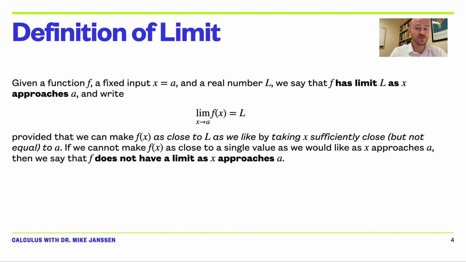Now that's a mouthful, but essentially I really want to pay attention to the italicized words there. We just want to think of the limit L as the number that f of x is getting as close to as we want, provided that we make the input x sufficiently close to x equals a.